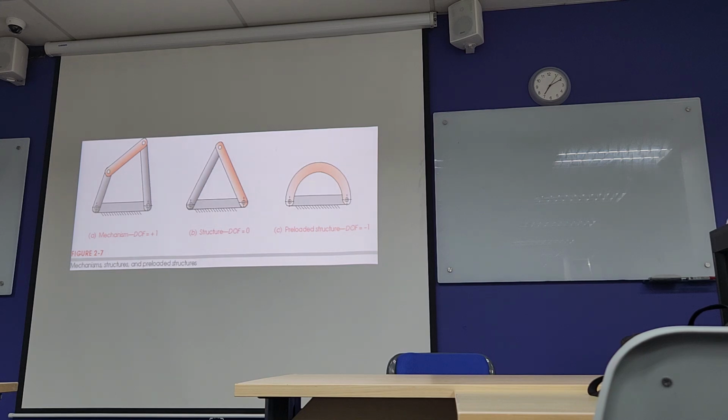So for any system to act as a mechanism, it all depends on the number of links, the number of full joints, the number of half joints. So we can apply the equation 3 times (L minus 1) minus 2 J1 minus J2. J1 means full joints, J2 is half joints. Okay, so this is just for understanding. So you will never be asked a question on the degree of freedom.